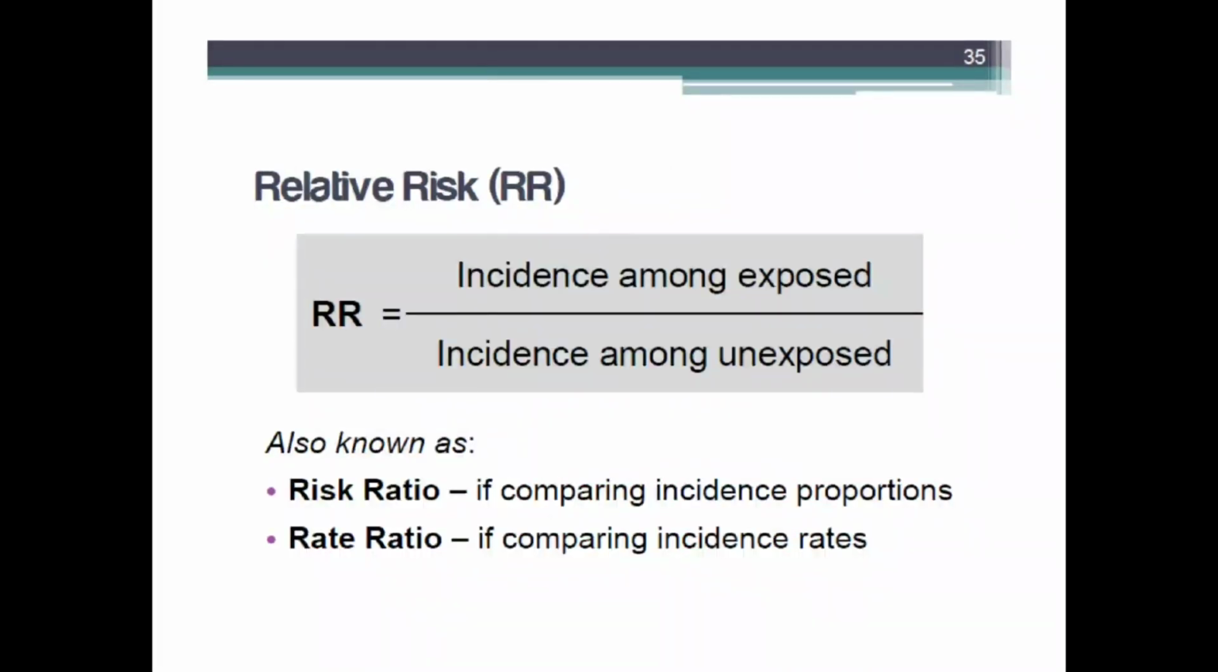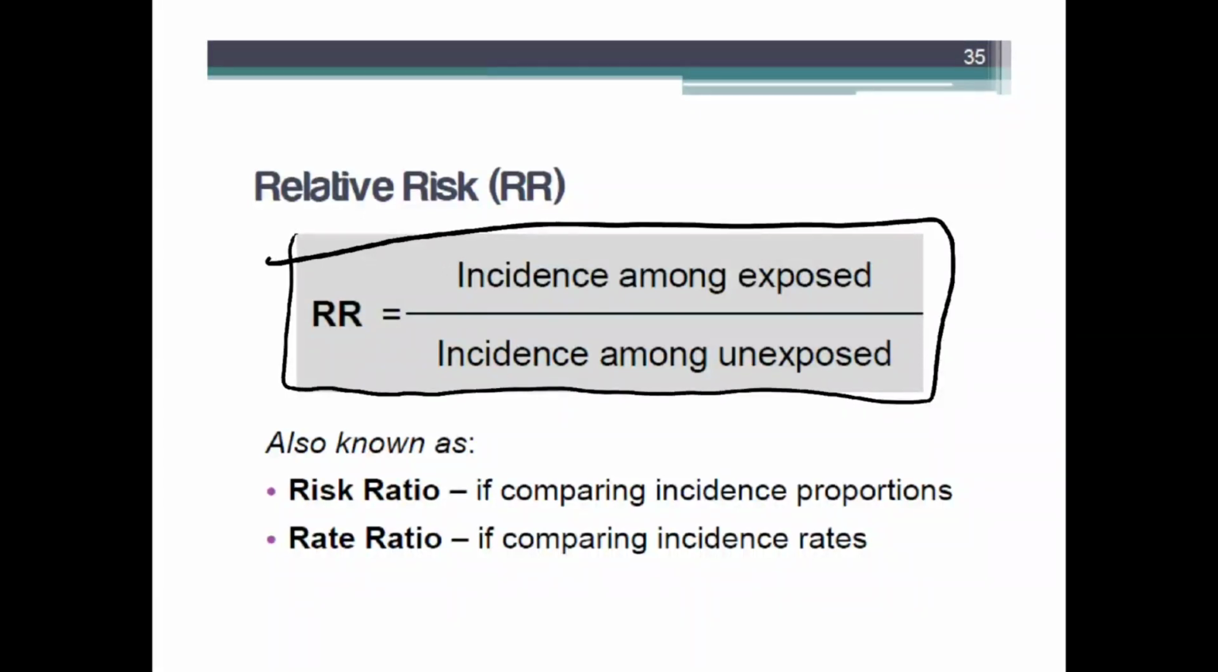Okay. So, relative risk. So, relative risk can either be risk ratio or rate ratio. It is risk ratio if you're trying to compare for incidence proportions. And then, it is rate ratio naman kapag if you're comparing incidence rates. So, what's the difference between the two? Wala naman. In their computation, same lang, no? Incidence among exposed and incidence among unexposed. 'Di ba? So, napakadali lang, no?